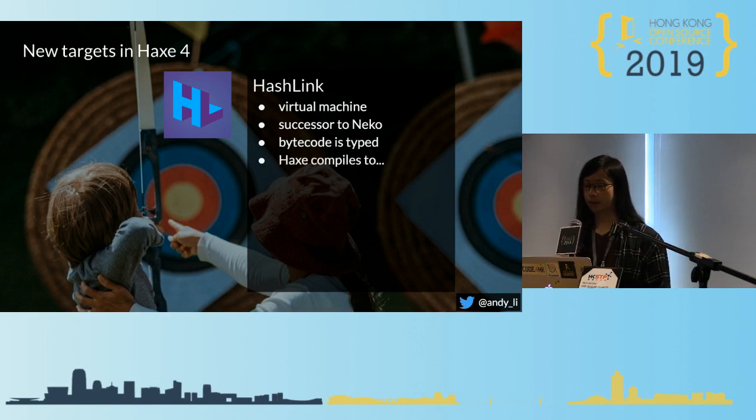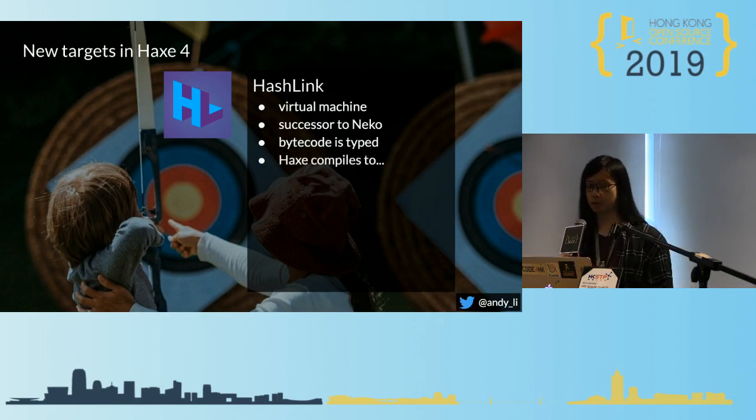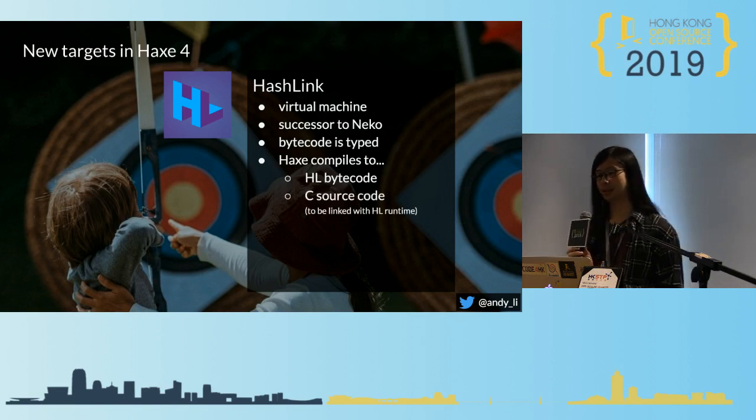There are two ways to use Haxe to target this virtual machine. One is to just compile your Haxe code into HL bytecode. HL stands for HashLink. Then you use the HashLink runtime to run the bytecode. The other way is to compile to C. The C source code is then linked with the HashLink runtime, and finally it produces a native executable.